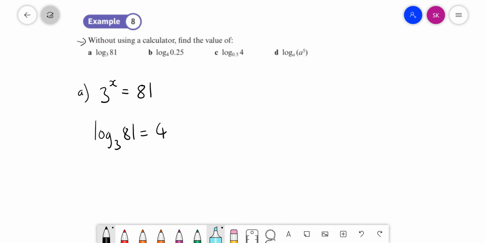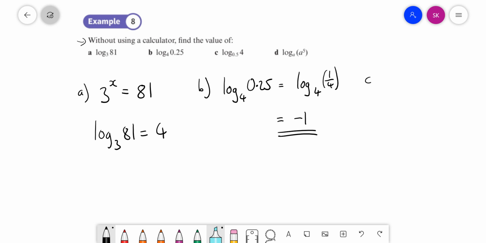For B, log of 0.25 with base 4, I'm going to rewrite this so that it's log of a quarter with base 4 because that's a little bit easier to understand. In other words, 4 to the power of what makes a quarter? Hopefully you know that 4 to the power of -1 makes a quarter. So that's the answer.